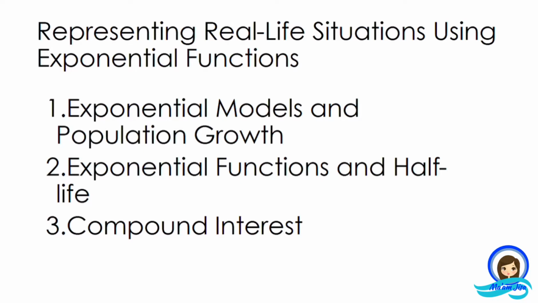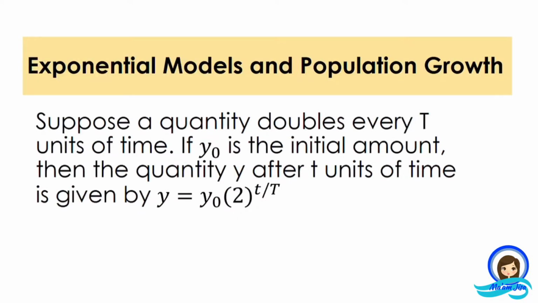Let's start with exponential models and population growth. Suppose a quantity doubles every T units of time. If y sub 0 is the initial amount, then the quantity y after t units of time is given by this model. y equals y sub 0 times 2 to the exponent of small letter t over big letter T.